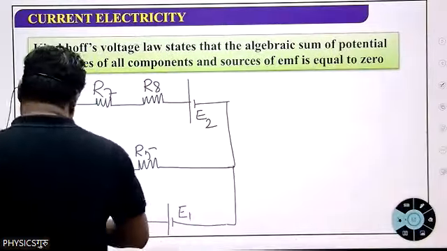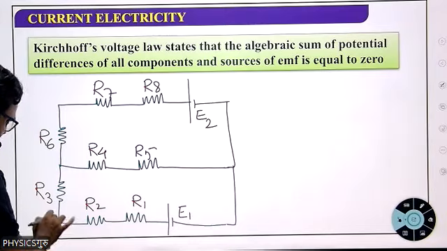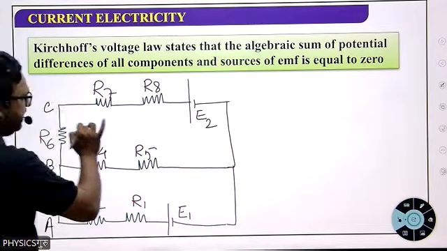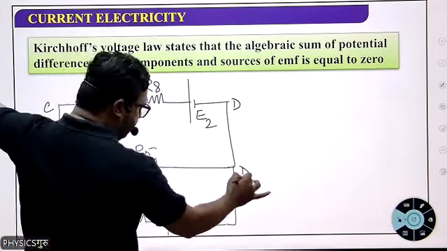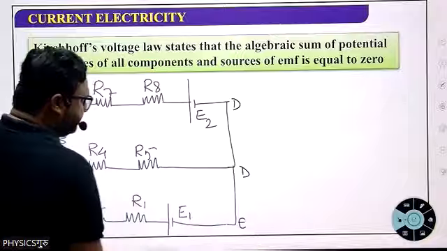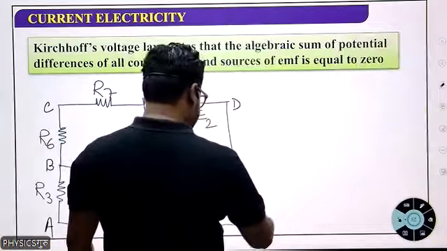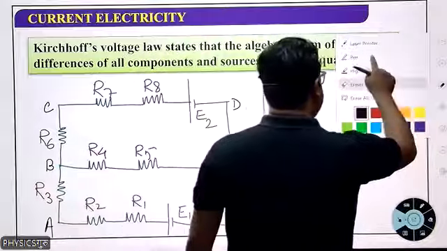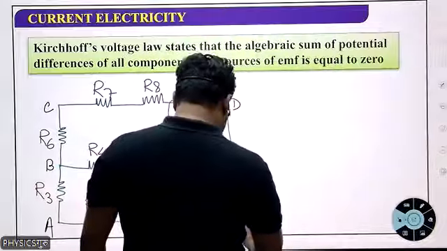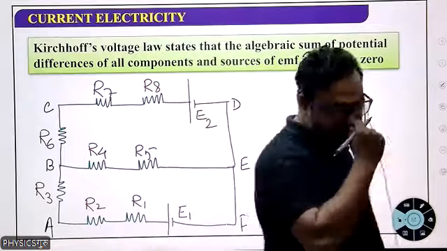Now let us name the points. This is point A. We have B, this is point C, this is point D. We have E, and this is point F. Clear?